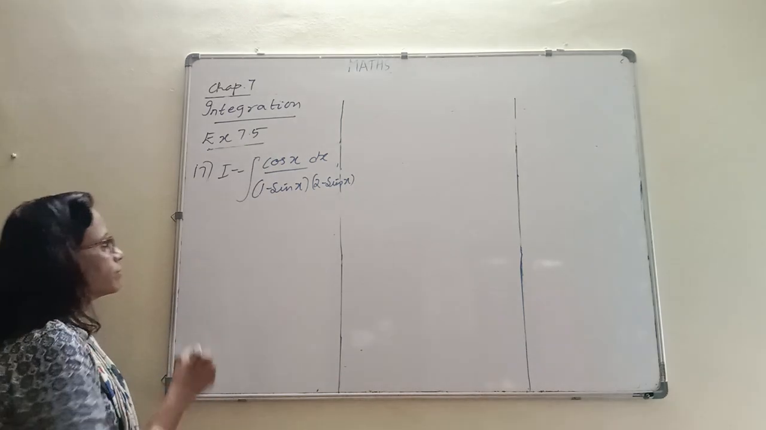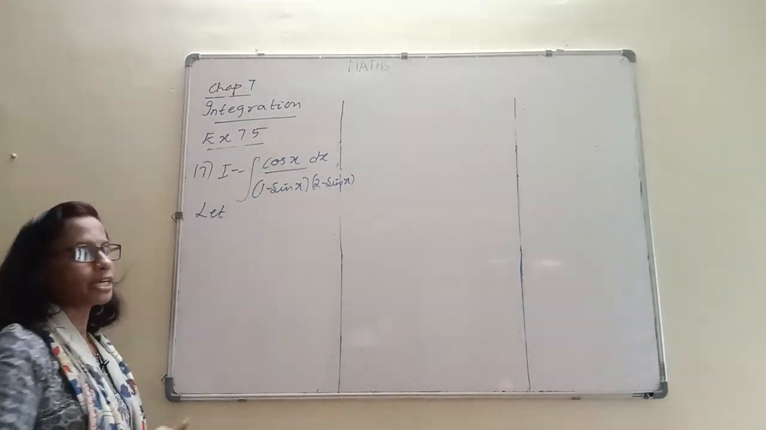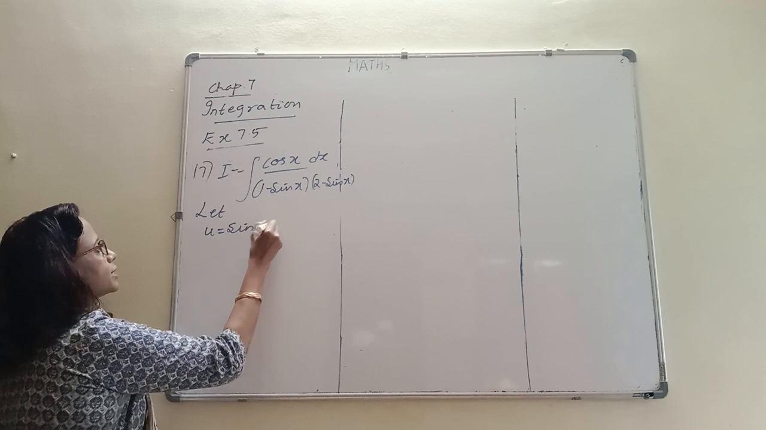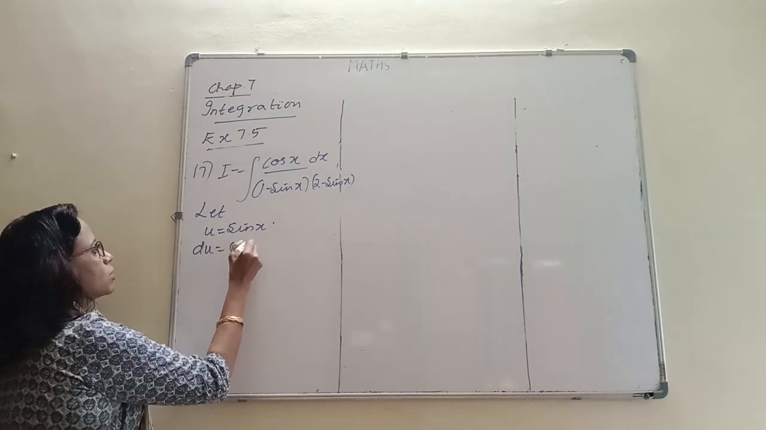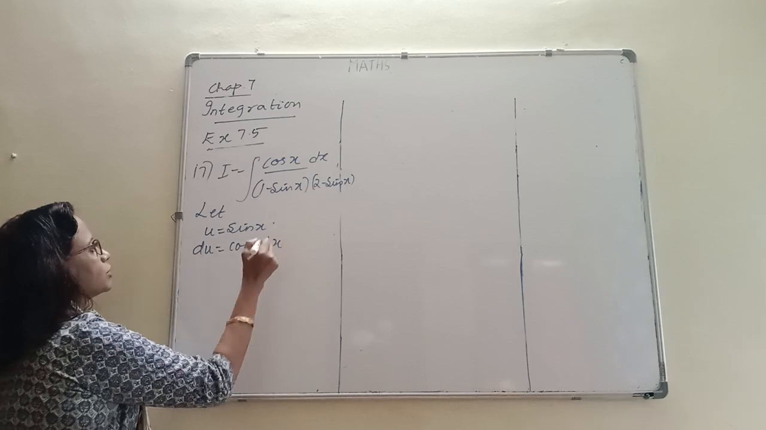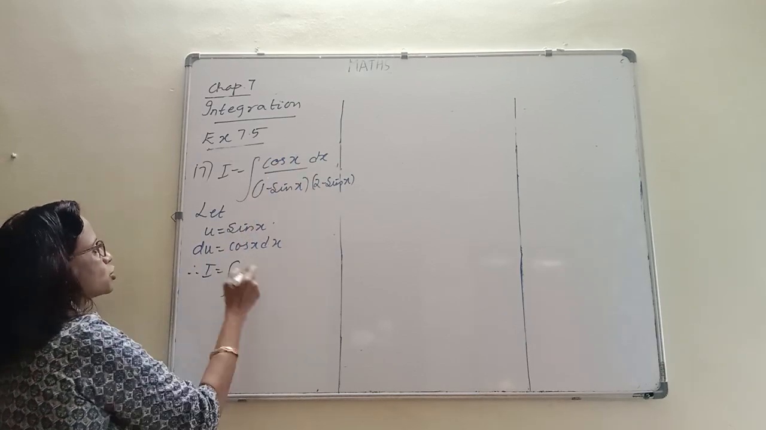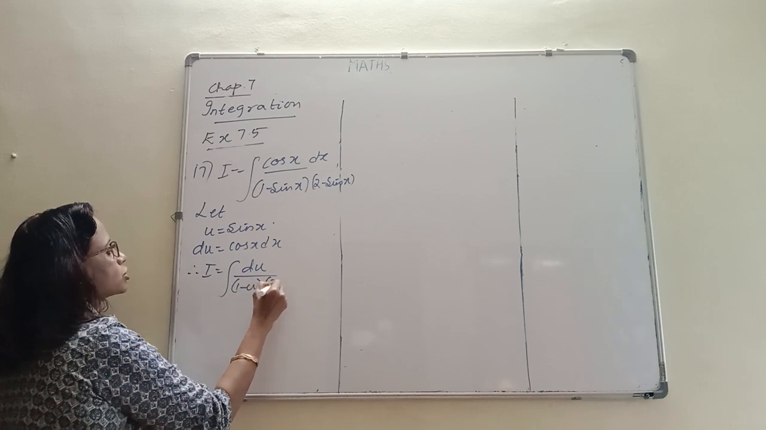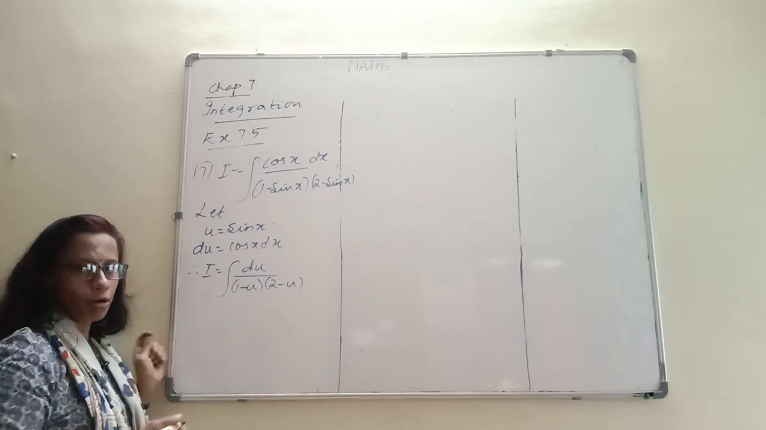So to start right away, let's use the substitution. It's very clear because there is sin and there is cos in the numerator, so you are going to substitute for sin x. Let u be sin x. We know that the derivative of sin x is cos x. So the integral will become du in the numerator, and the denominator will become (1 minus u) times (2 minus u). Now this is our favorable form for partial fractions.